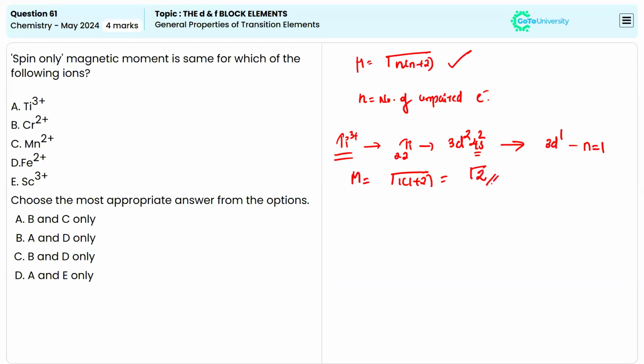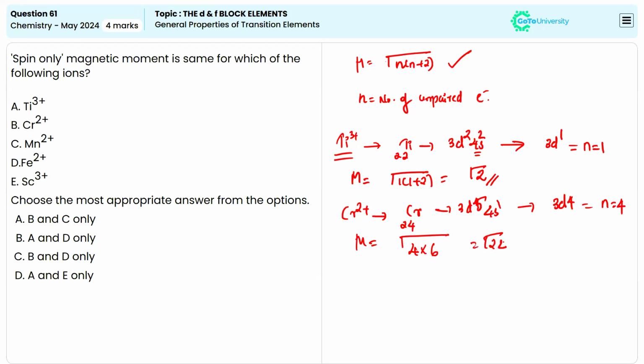that is square root of 1 into 1 plus 2, that is square root of 3 only. Similarly, next we can find out in case of Cr2 plus, chromium has atomic number 24, that is 3d5 4s1. Now chromium 2 plus means it will be 3d4. So all the 4 electrons will be unpaired because 5 orbitals are there in the d subshell, right? So n equal to 4, and we can write the value of mu will be square root of 4 into 4 plus 2. 4 plus 2 means 6. So 4 into 6, that is square root of 24.